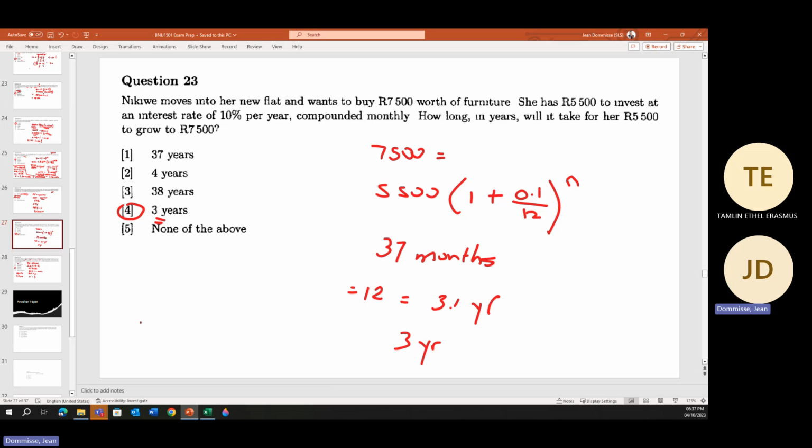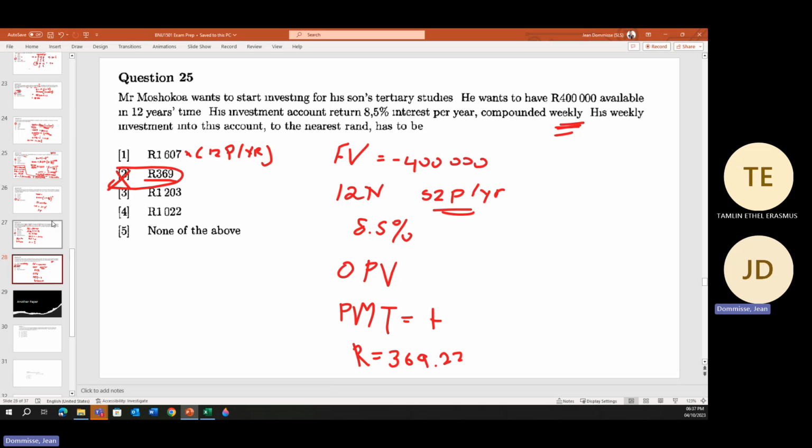So just be very careful with all of these interest questions when you put in values, and specifically the biggest one that's normally the issue is the periods per year. So how many payments are made per year? That's normally the biggest one.